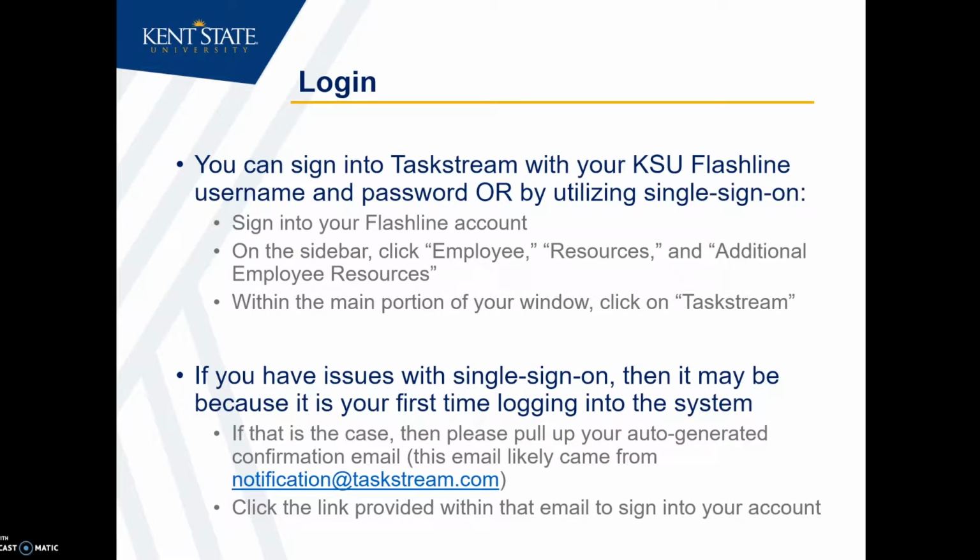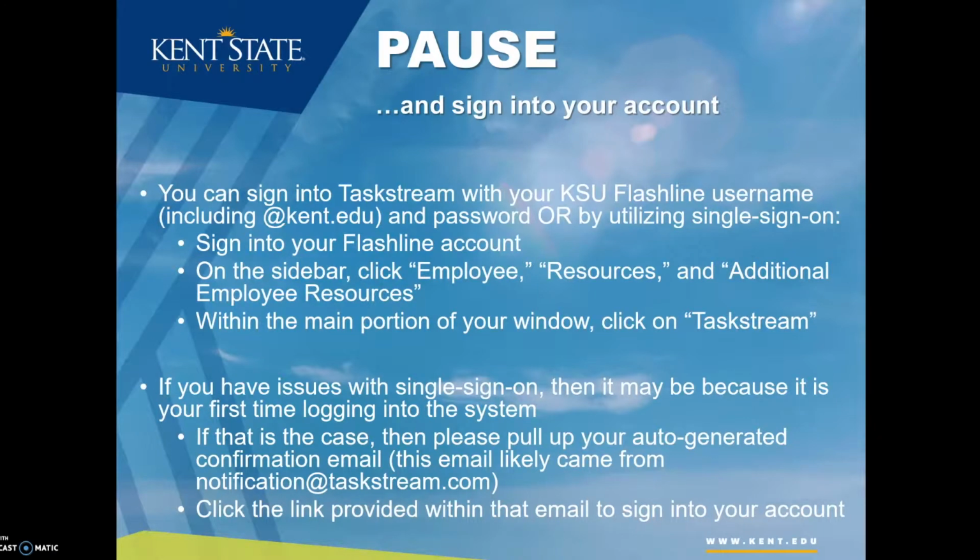If you have issues with single sign-on, then it may be because it is your first time logging into the system. If this is the case, then please pull up the auto-generated confirmation email. This email likely came from notification@taskstream.com. Click the link provided within that email to sign into your account. Please pause the video and sign into your TaskStream account at this time.